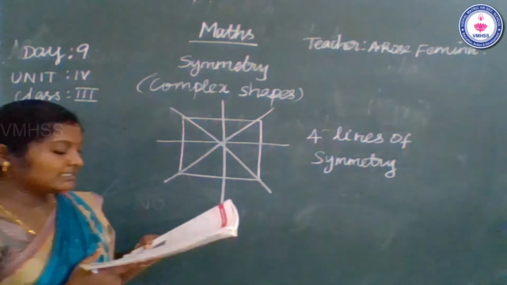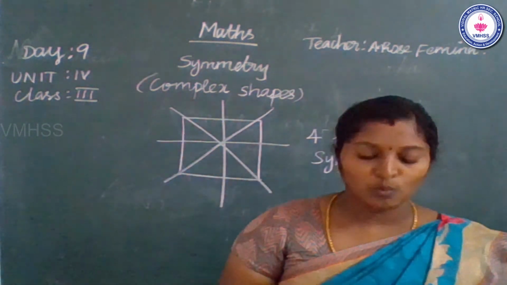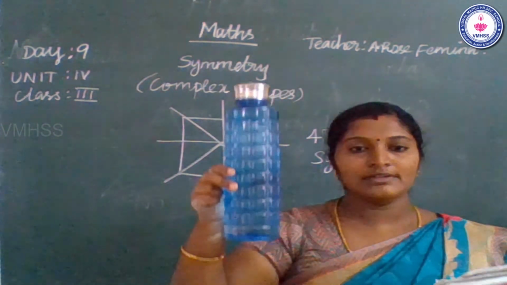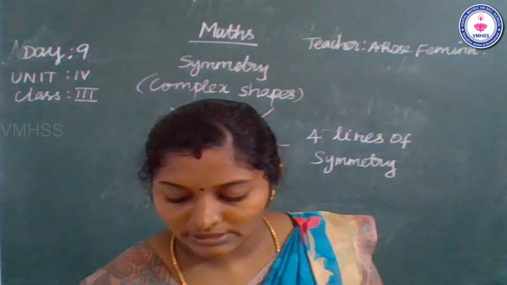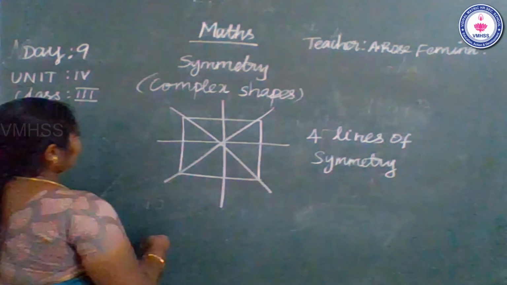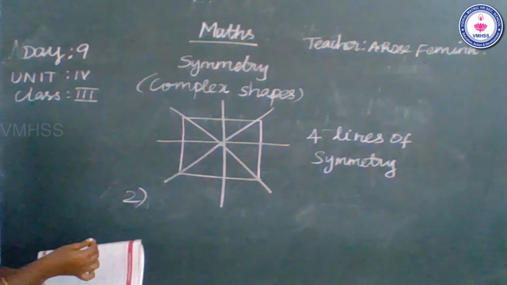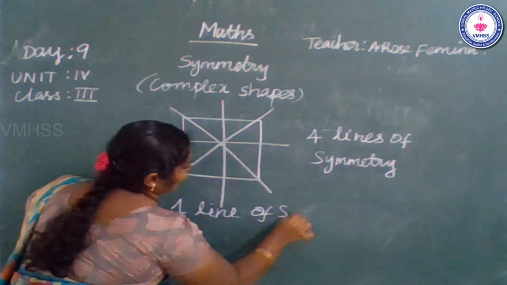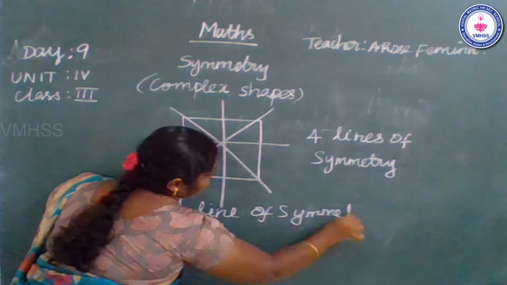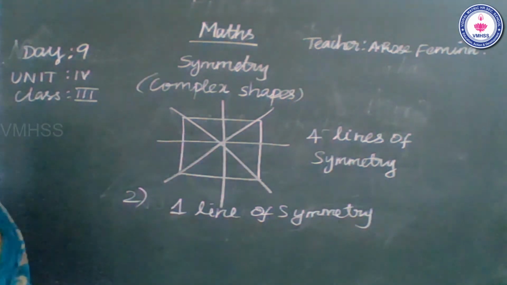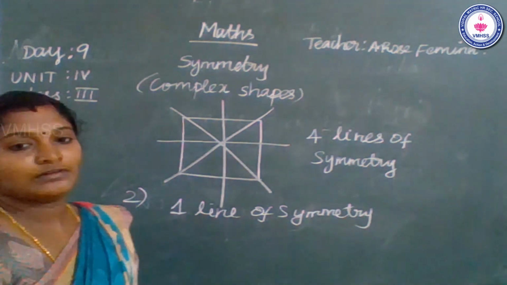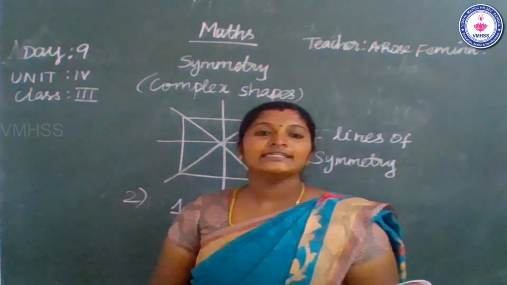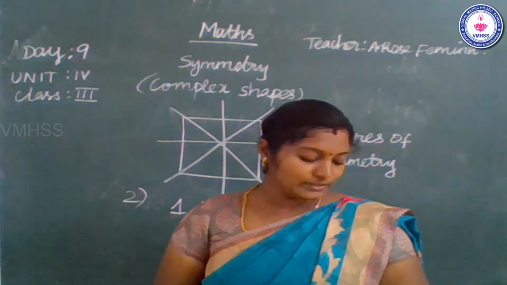So second one, the picture of a water bottle. See, this is also a water bottle. So a vertical line only. So second one, one line of symmetry. One line of symmetry. So first one, four lines of symmetry. Second one, one line of symmetry.